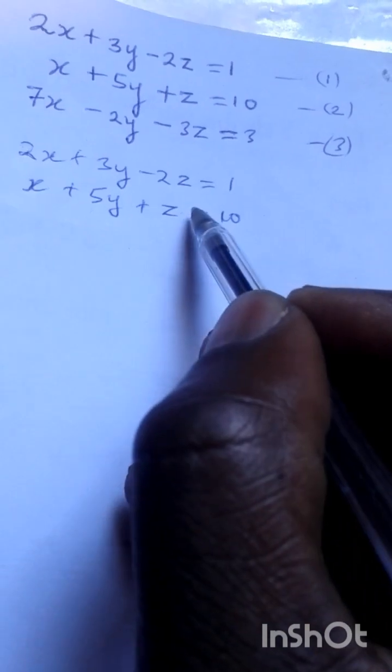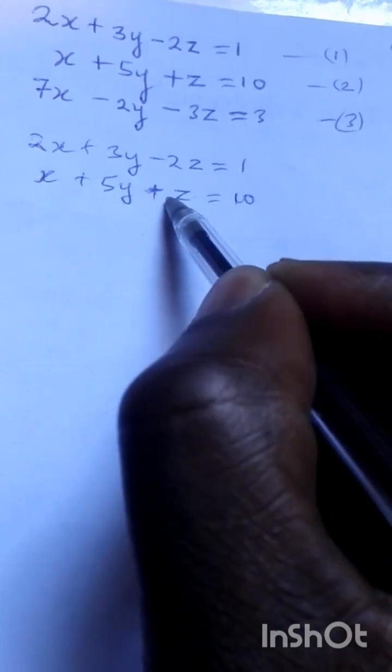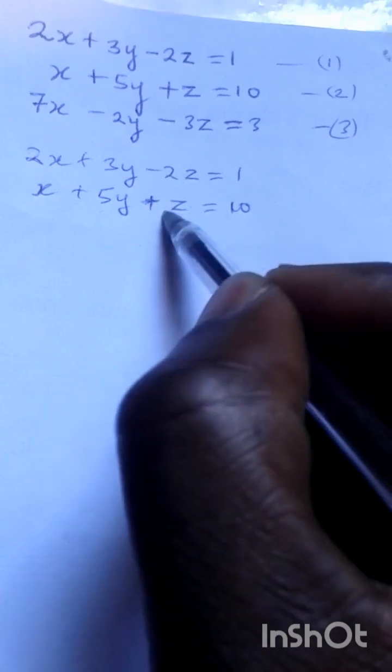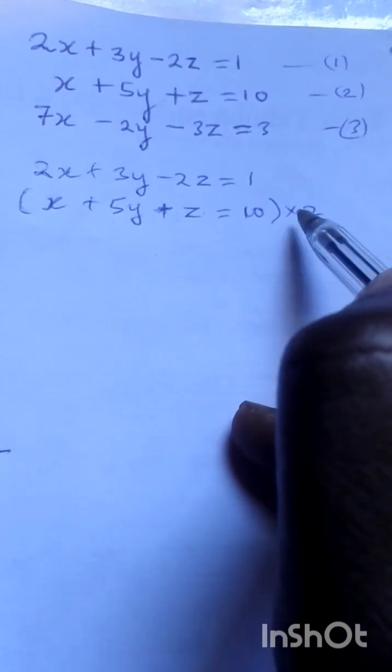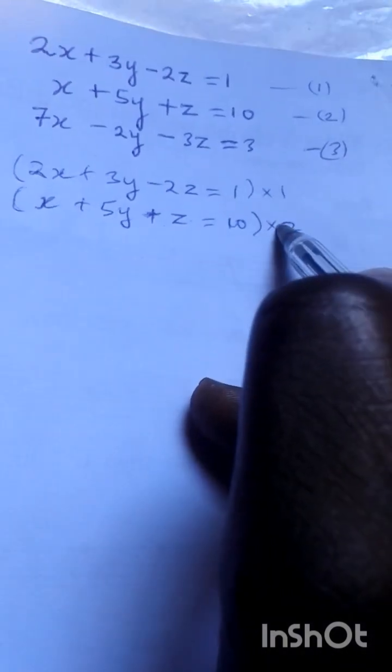For me, I would choose the z, and then x and y are left behind. So in order to eliminate z, here is a negative 2, and in equation 2 is a positive 1. So we have to make these two coefficients the same. In order to do that, I'm going to have to multiply everything by 2, or rather by negative 2, and here by positive 1. Even by positive 2 is okay.